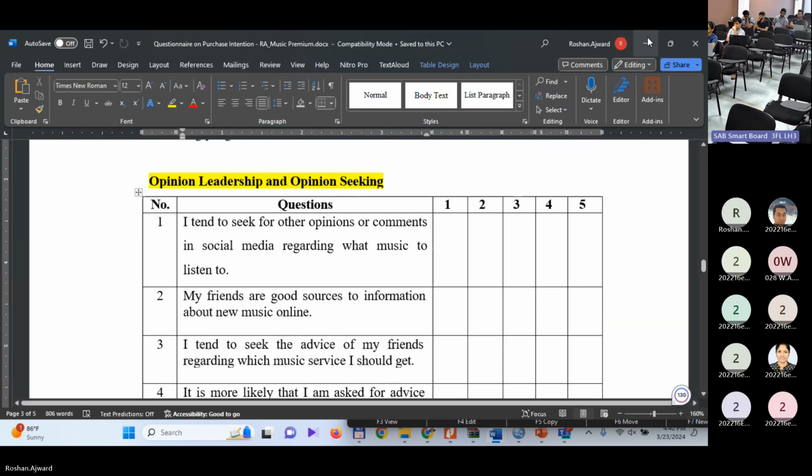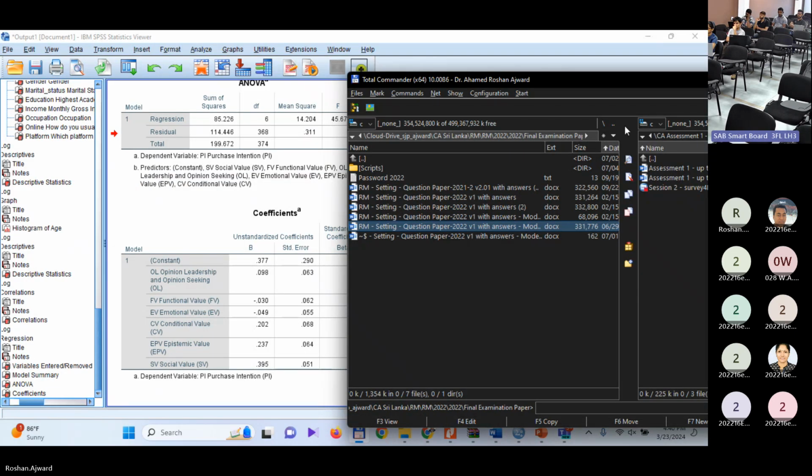So now let me come to test of differences. Up to now I discussed these things with you. What is SPSS? How to create a data set in SPSS? Then how to create variables in SPSS, right? All things I discussed. Notwithstanding that, I also discussed descriptive analysis, then correlation analysis, and regression analysis.